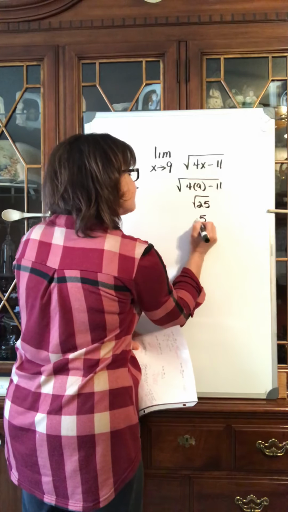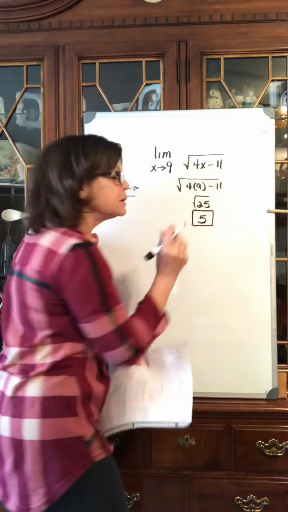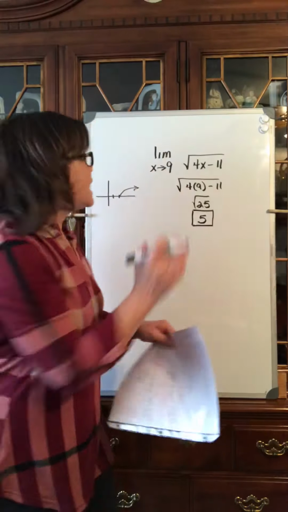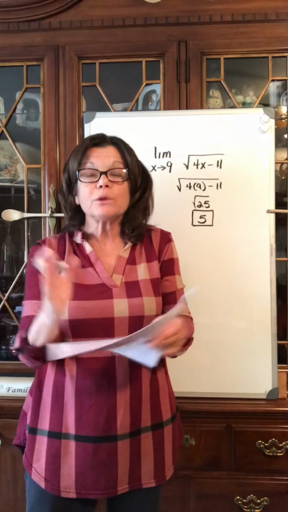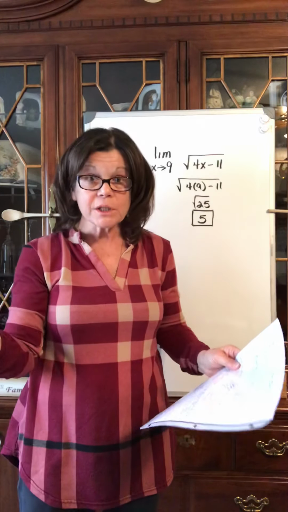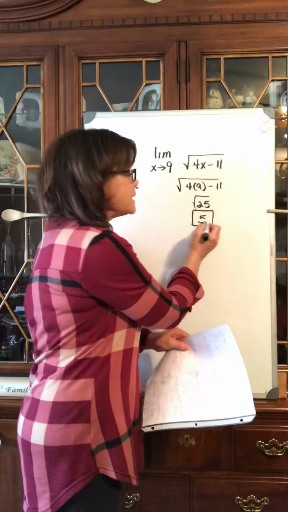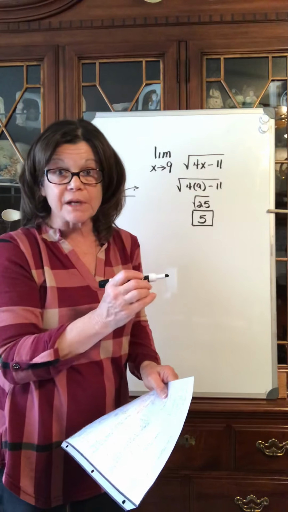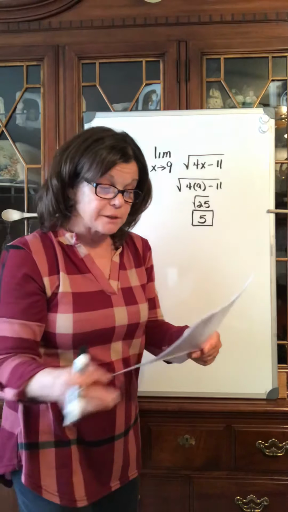So the limit of this function, remember, a limit is a y value. As x is approaching 9 from the left and the right on this graph, the function itself from the left and the right is coming to the same y location, which is 5. Your limit is your y value.